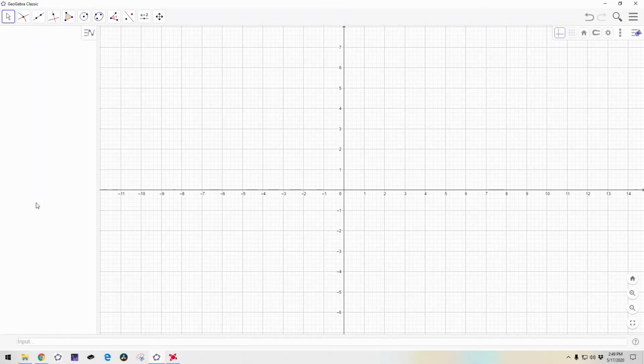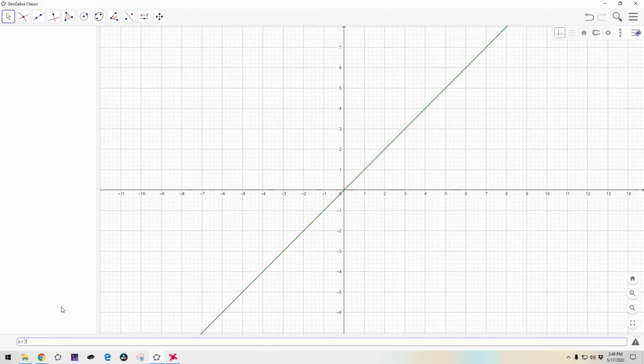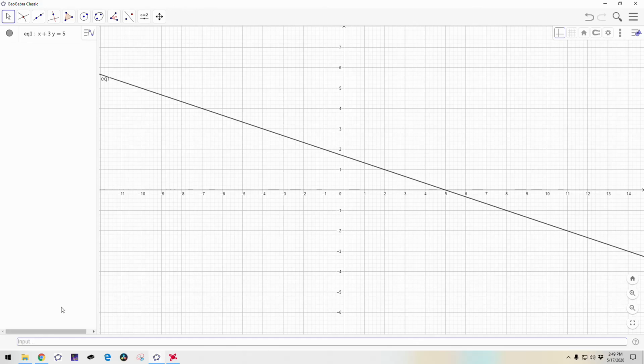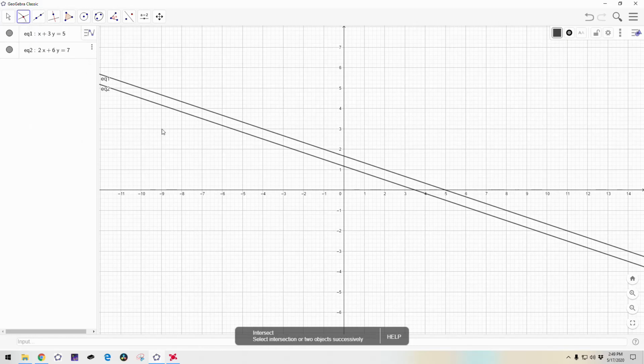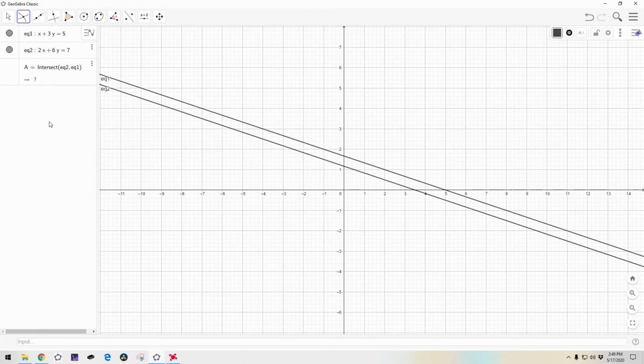So let's do these last two examples visually so that you can see what the math was telling us. In that first example, I had x plus 3y is equal to 5, and 2x plus 6y is equal to 7. And as you can see, these are completely parallel lines. And if I ask it to calculate the intersection, let's see what happens. See, question mark. There is no intersection of these two lines. They are completely parallel. Therefore, no solution when we solved our system.